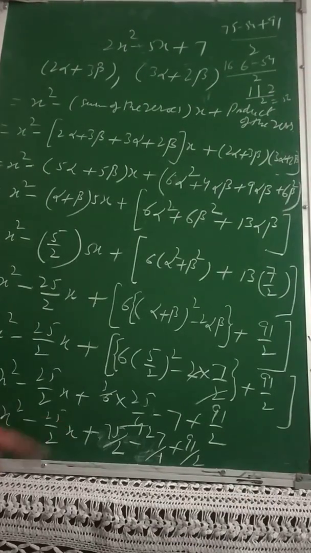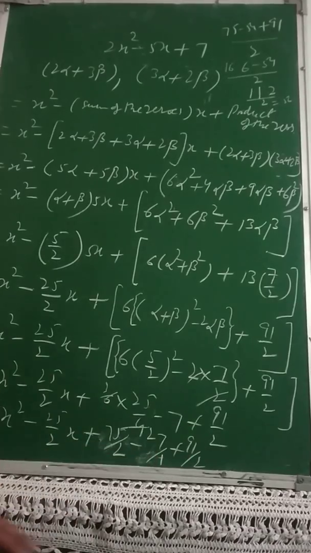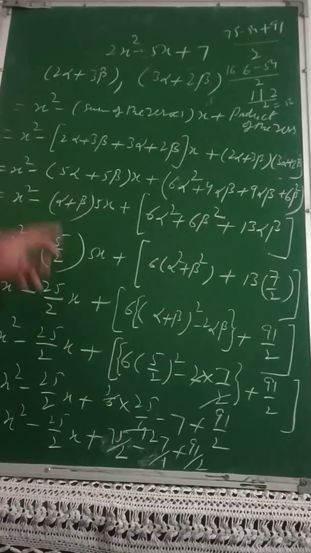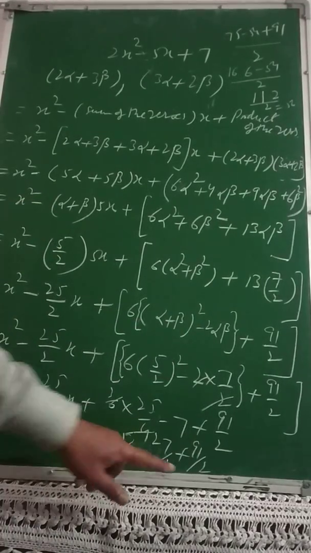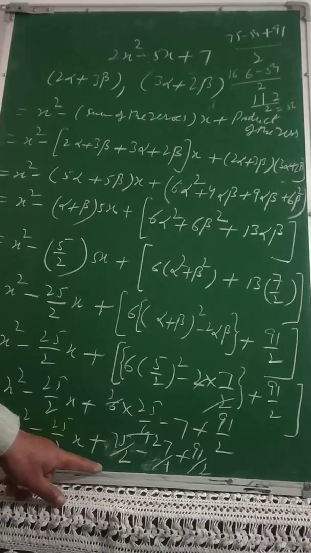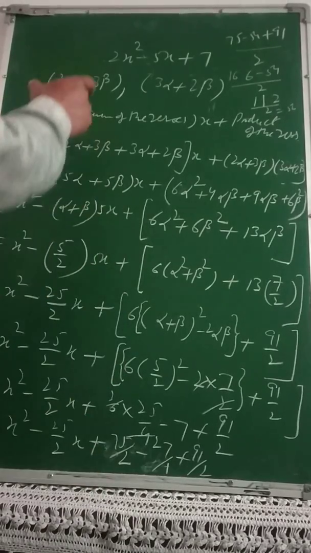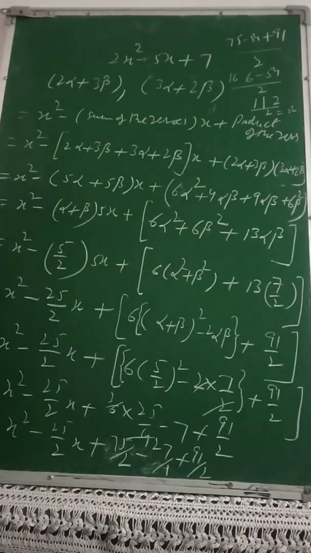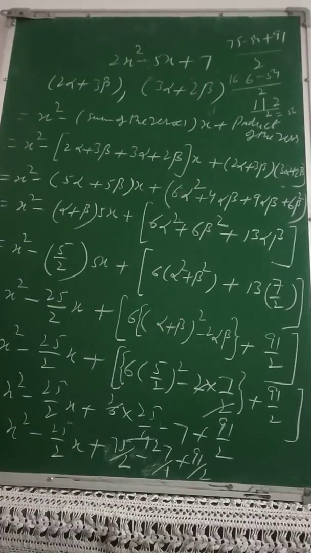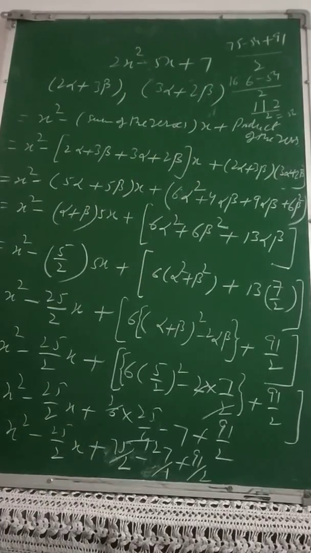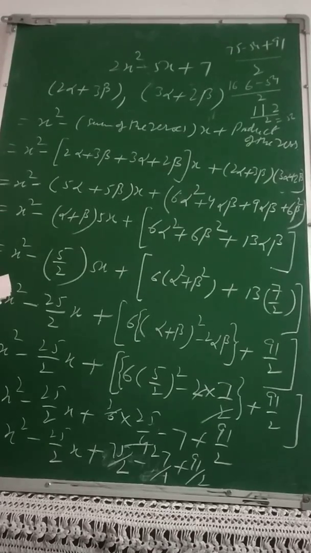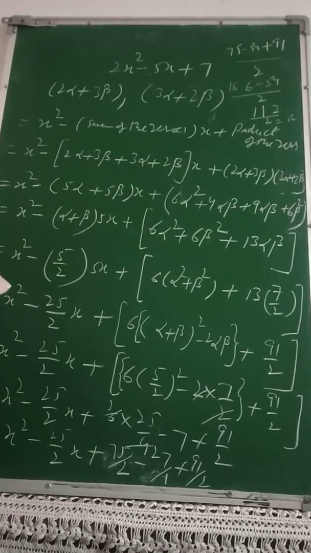So x square minus 25, or you can check these calculations correctly, and finally you can check your answer. That will be the quadratic polynomial whose zeros are 2 alpha plus 3 beta and 3 alpha plus 2 beta. This was your question number.